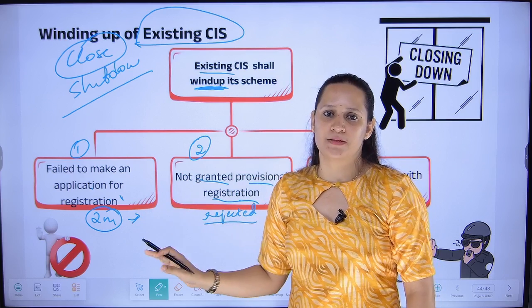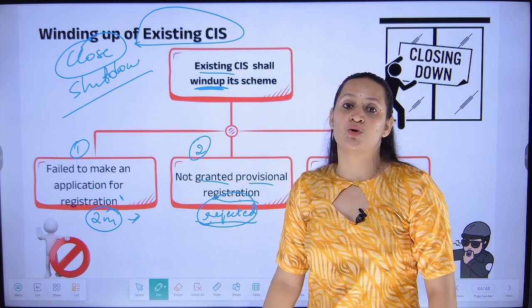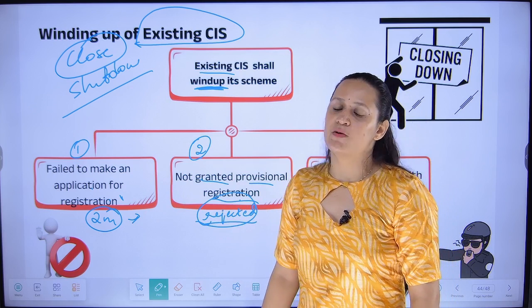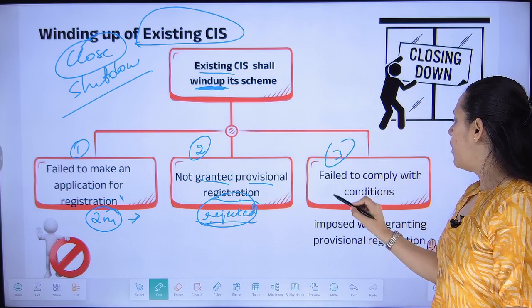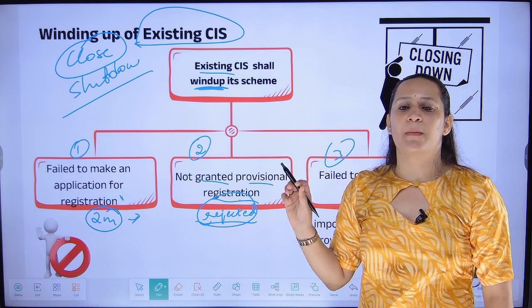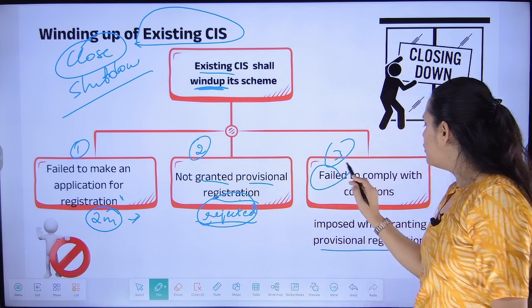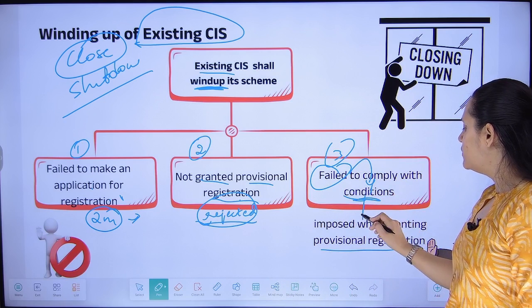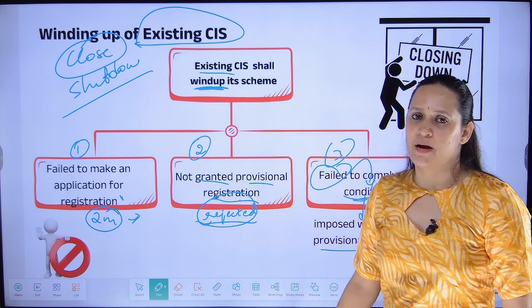You cannot operate the business as a collective investment scheme merely because you did not get the approval to run a collective investment scheme from the Securities Exchange Board of India. And third one is where the provisional certificate or registration was given to you on the condition that you should fulfill certain criteria. But when you fail to fulfill the conditions that are imposed through the provisional registration, then also you have to wind up the scheme.